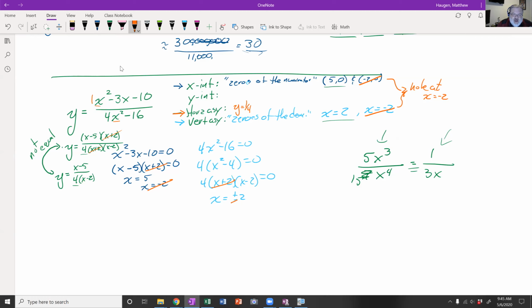If the degree of the denominator was stronger, it would be y equals 0. If the degree of the numerator was stronger, higher in degree, we'd say there's no horizontal asymptote. And that's it for horizontal asymptotes.